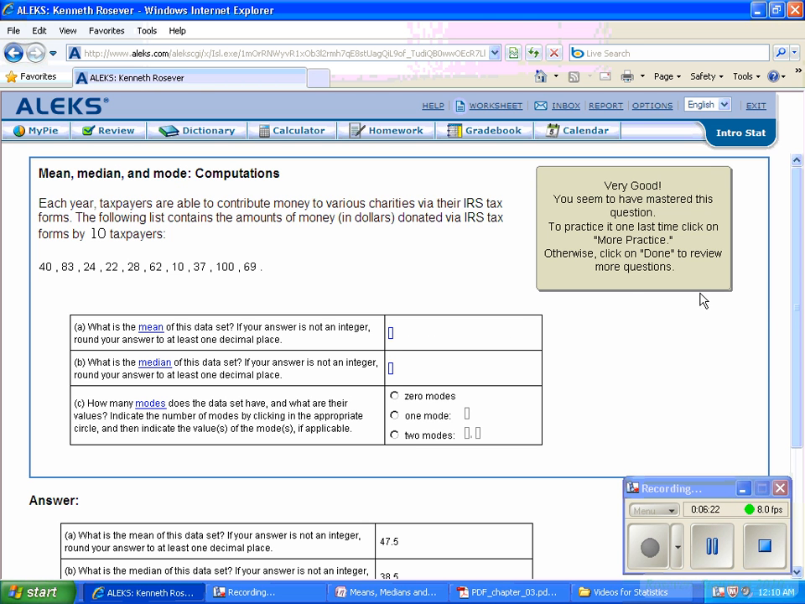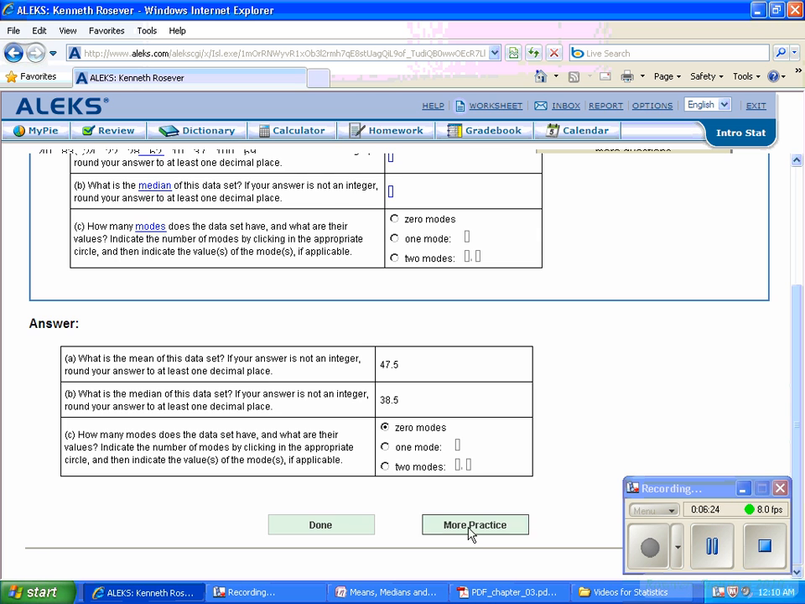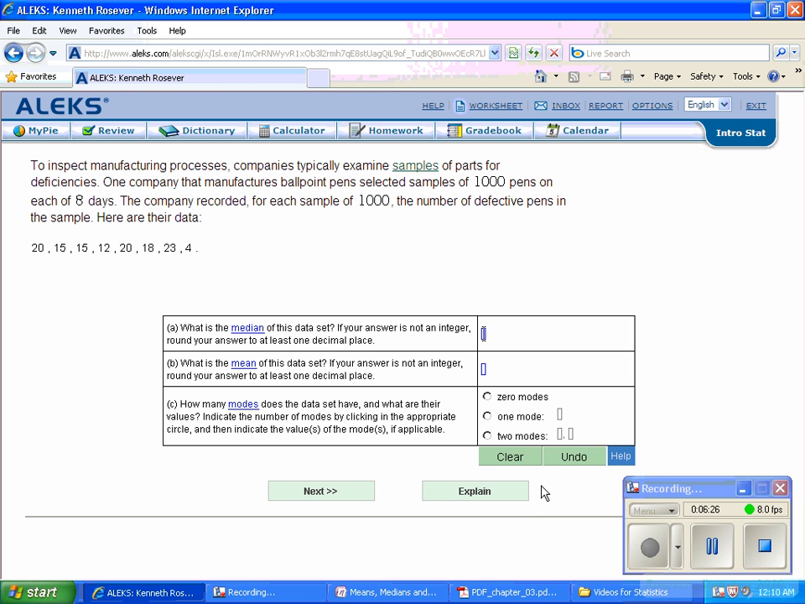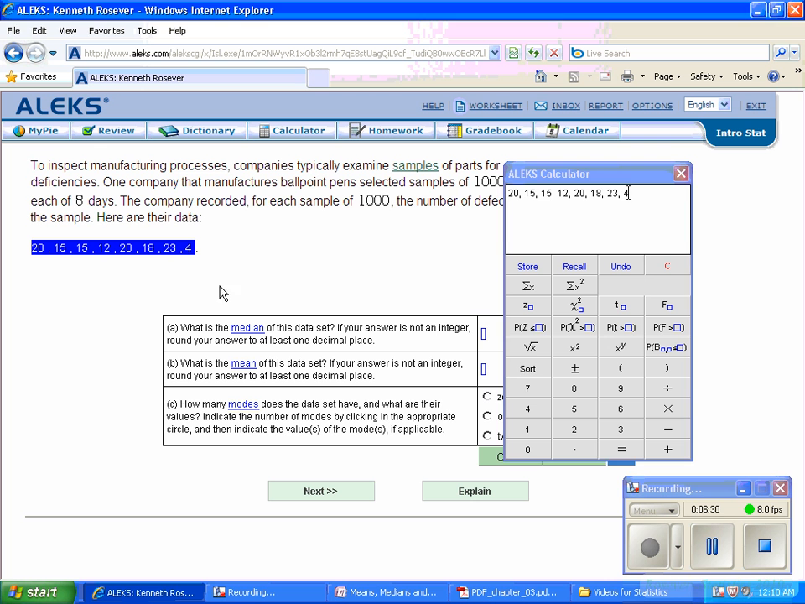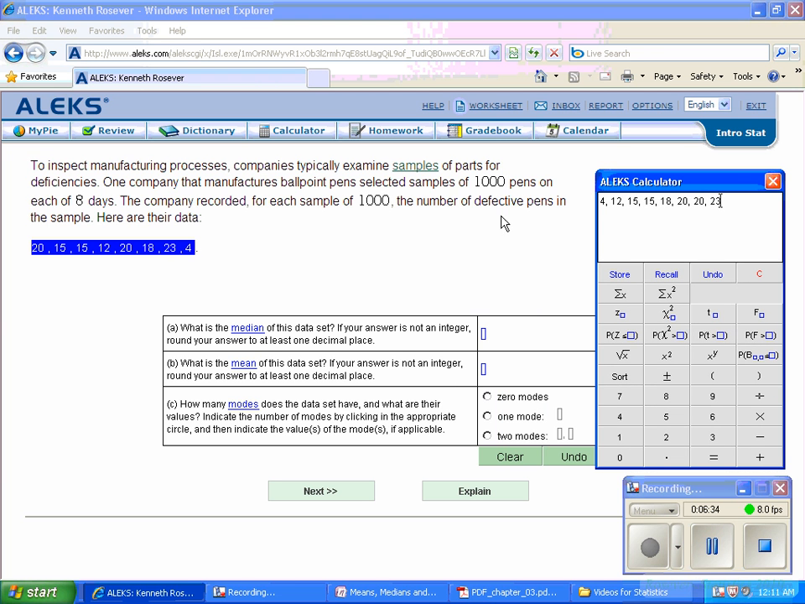So it says very good, but we're going to practice again, even though we don't have to. It's asking me to find the median first. To find the median, I sort because I want the middle number. If the sample size is even, and it's 8 days, so 1, 2, 3, 4, 5, 6, 7, 8, there truly isn't a single middle number. There's two middle numbers, in this case 15 and 18. So the midpoint between them is 16 and a half. So that is my median.